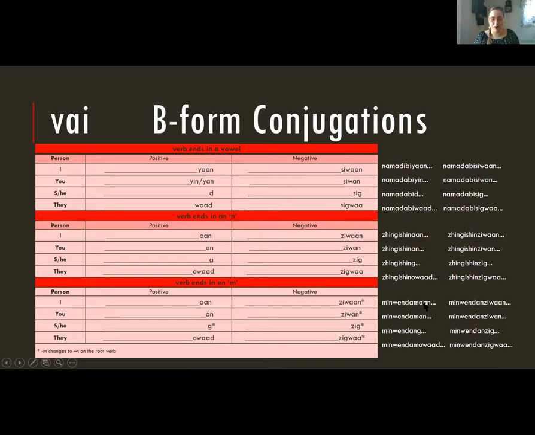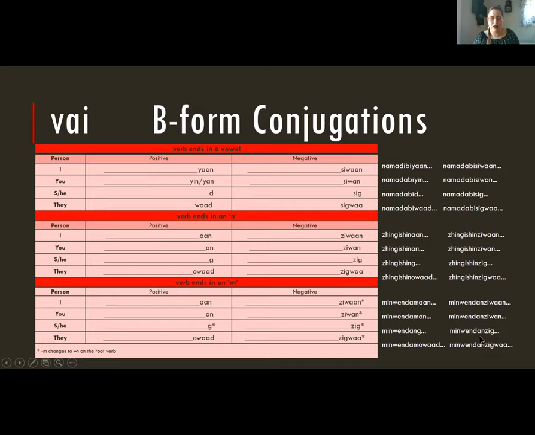For this one, we use minwandam. The only difference here is on the negatives, the m's change to n's on the root verb. So minwandamon. Minwandan ziwan, sorry, minwandaman, minwandan ziwan.